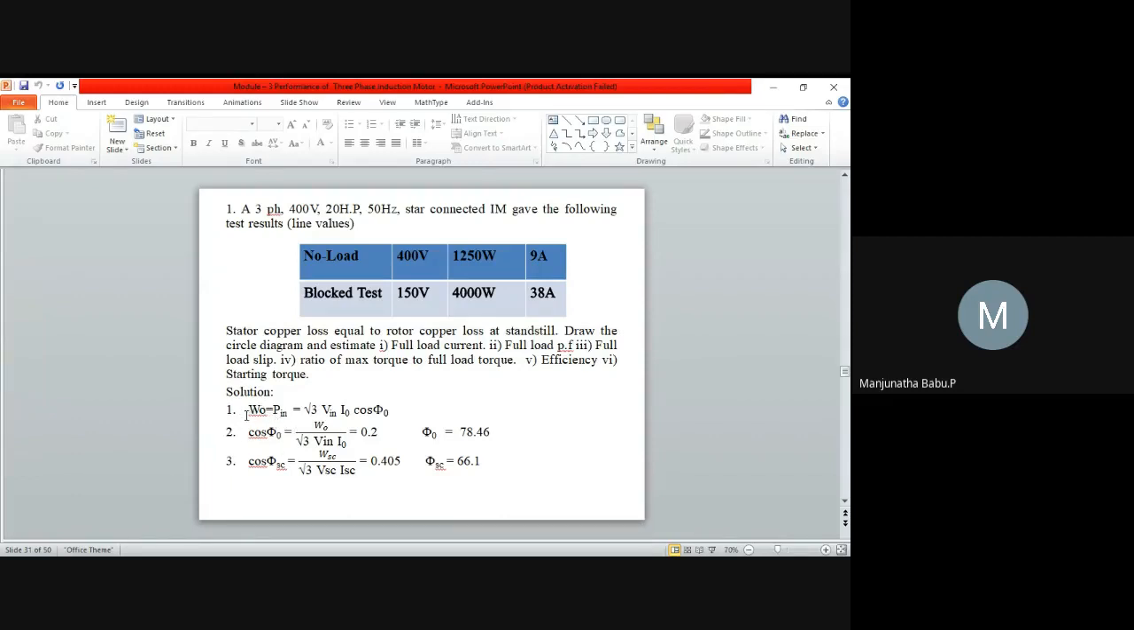We know the no load input power W naught is equal to root 3 V I naught cos phi naught. With respect to this, we can find cos phi naught. So cos phi naught is equal to 0.2 and angle phi naught is equal to 78.46 degrees. Similarly, with respect to short circuit test, cos phi SC is equal to WSC by root 3 VSC into ISC, where we will be getting it as 0.405, which means phi SC is equal to 66.1 degrees. So please note down this formula and values, and please try to calculate.